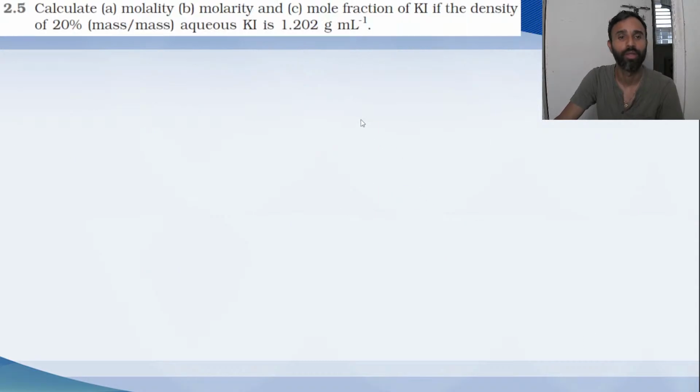Next, calculate molality and mole fraction of KI if the density of 20% mass by mass aqueous KI is 1.202 gram per ml. Calculate molality, molarity, mole fraction of KI. See, what is the formula of molality?